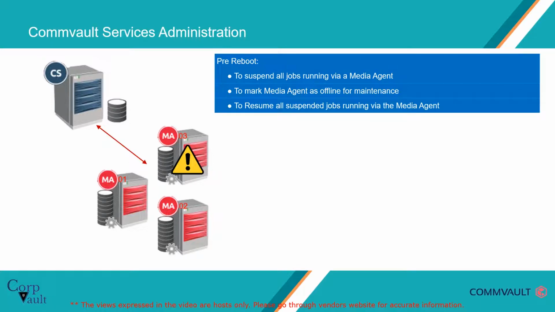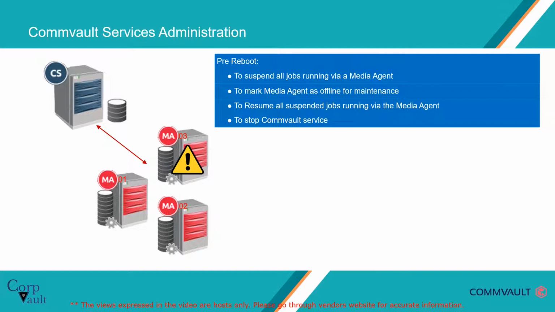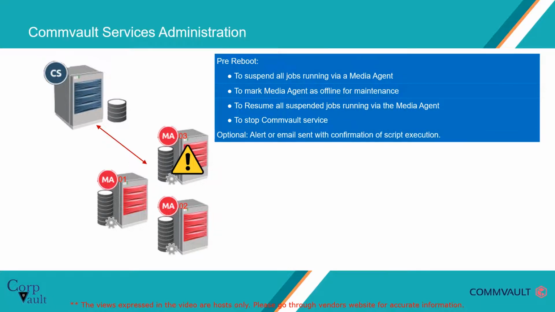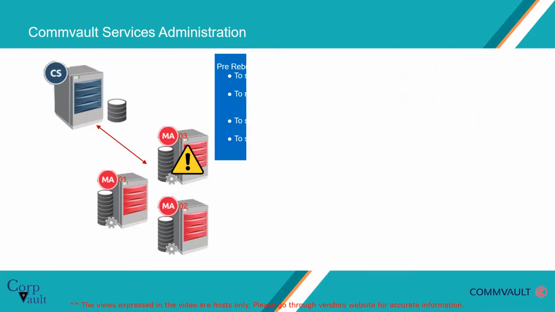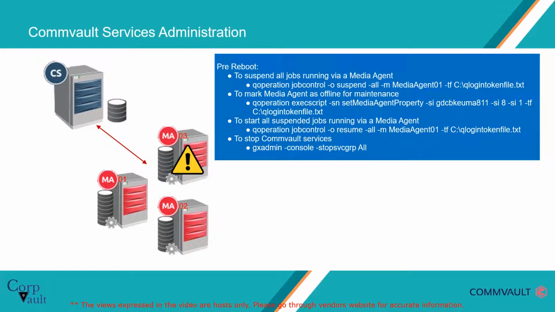Resume all suspended jobs running via the media agent, so they can start running via other media agents in the grid. Gracefully stop all Commvault services running on the media agent. Once all the tasks are successfully completed, the server then goes ahead with the reboot process. Optionally, you can also add a command for an alert or email to be triggered once all the prescript commands are successfully executed. Here are the commands for the tasks we discussed.